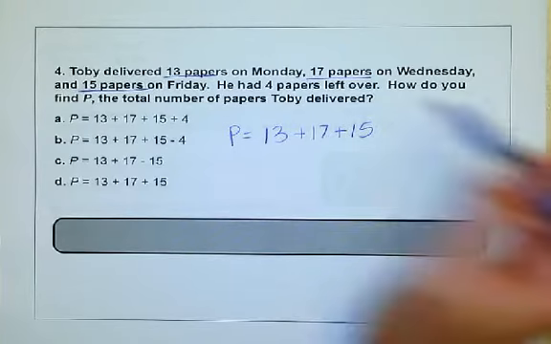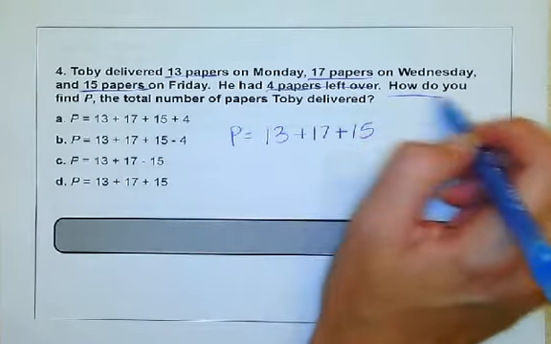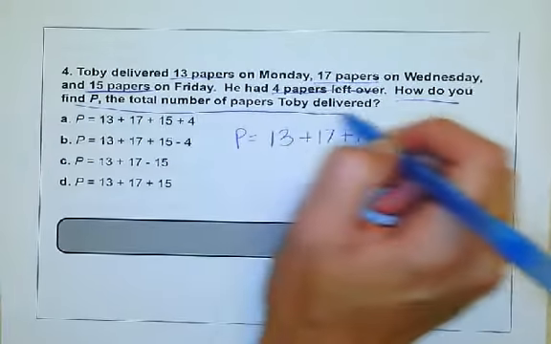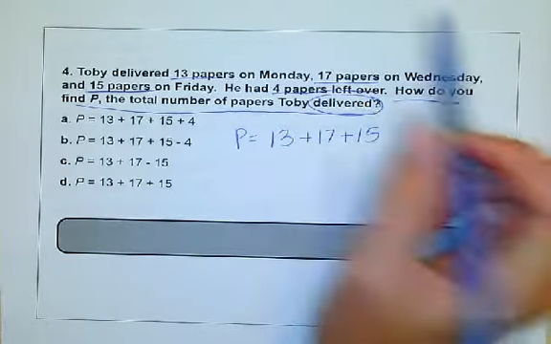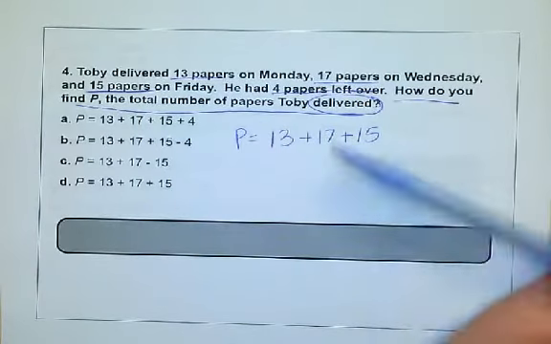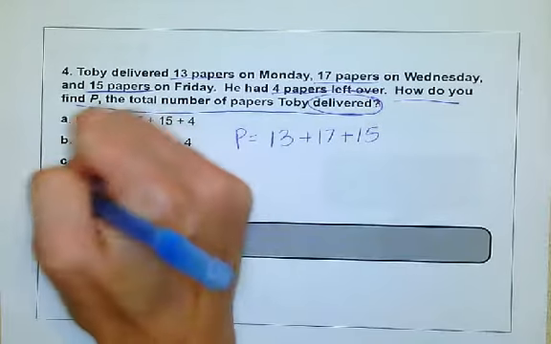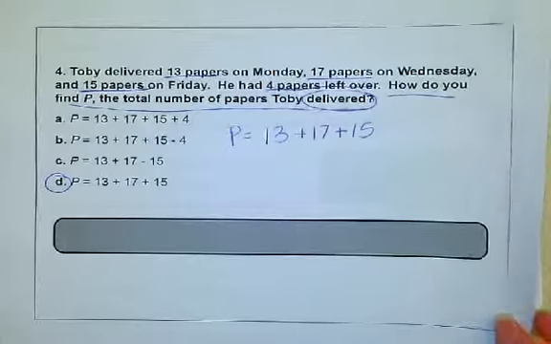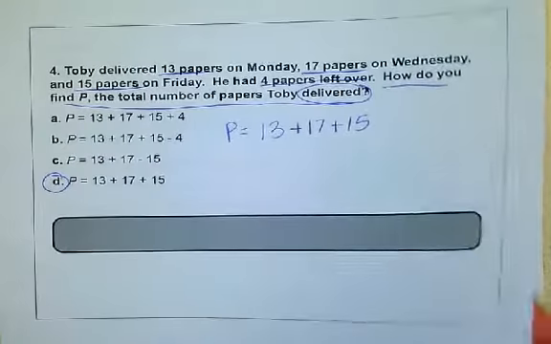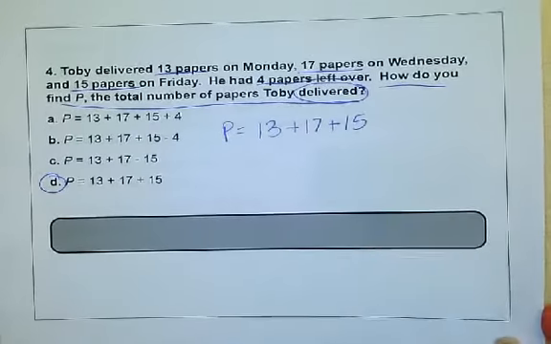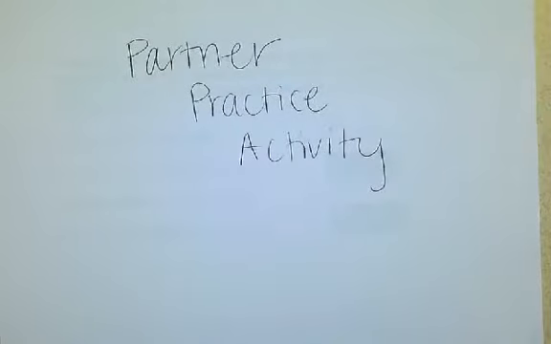Correct, it's extra information. I don't care how much was left over, I only want to know how much he delivered. So he delivered 13, 17, and 15, so we know we would just add those up, and I agree with D. Good job. Alright, so the next part, I would go ahead and have a partner activity.